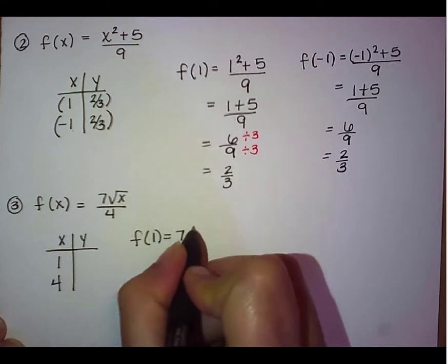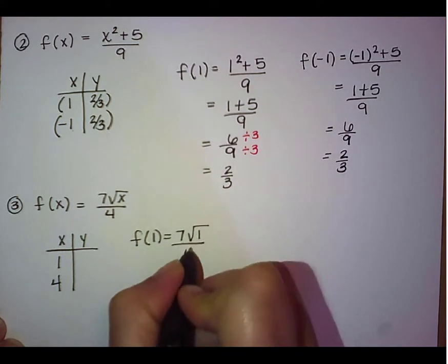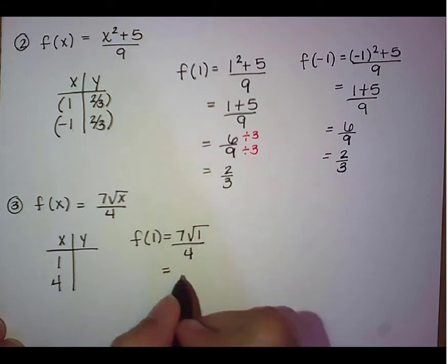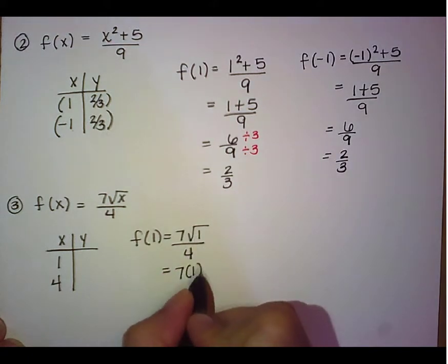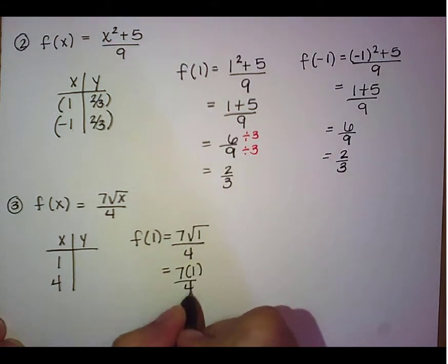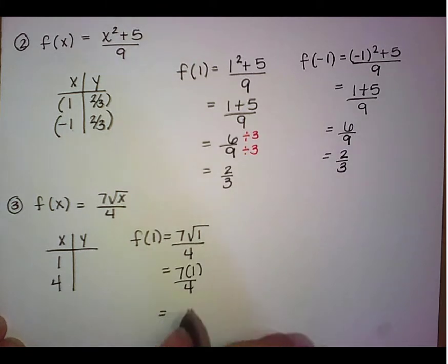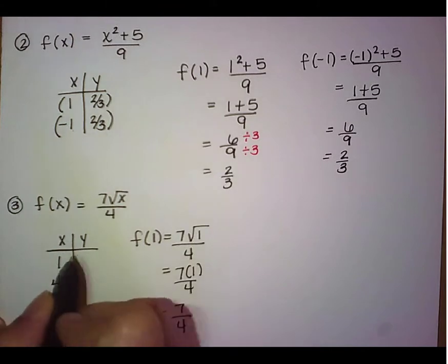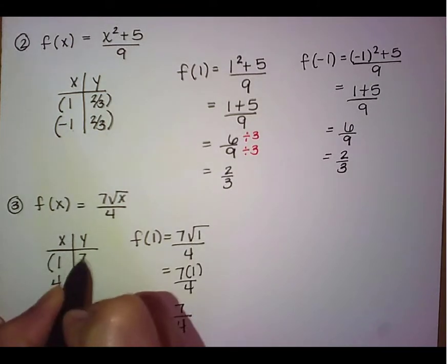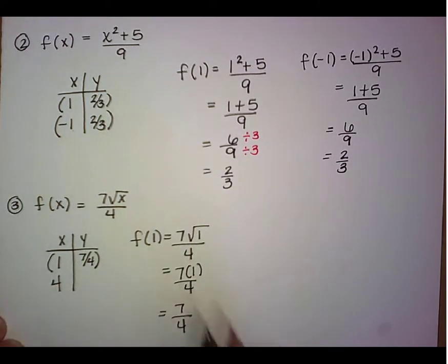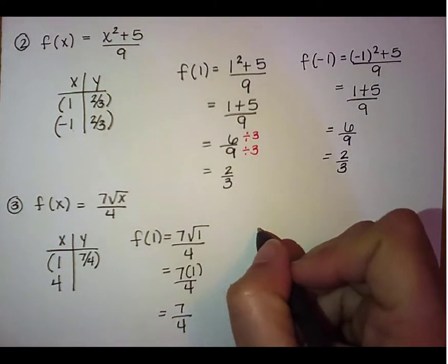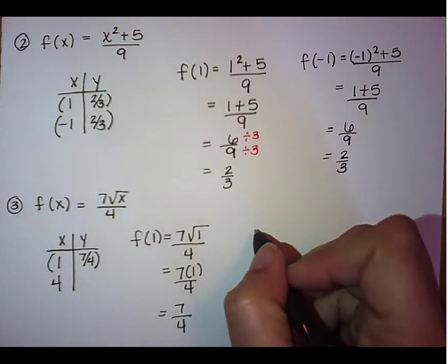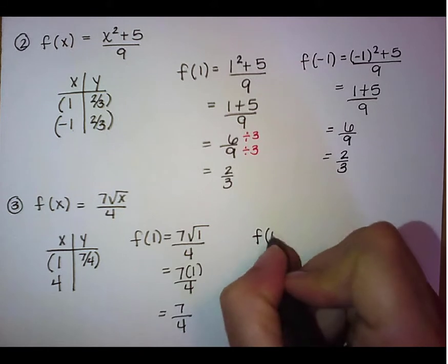This is 7 times the square root of 1 over 4. So again, the square root of 1 is 1, so this is 7 times 1 over 4. And 7 times 1 is 7, so we get 7 over 4. We can't reduce that, so our first point is going to be 1 and 7/4. So now let's do the same thing with our second point here. We're going to do f at 4.